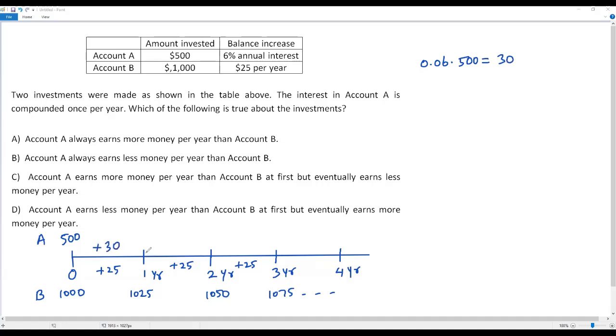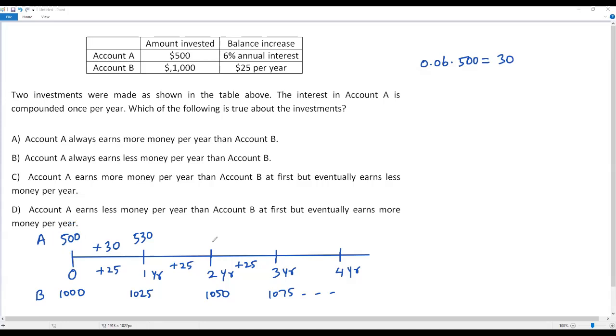Now at the end of the first year, the balance in account A will be the initial investment $500 plus the interest for the first year, $30. So the balance at the end of the first year in account A will be $530. Now for the second year, also the same interest at 6%. But we have to be very careful here. The question says account A is compounded once per year. That is, every year the interest is compounded. That means when you calculate the 6% interest for the second year, we should not calculate it on the principal we had at the beginning. Whenever the scheme is compound interest, we have to calculate the interest every year on the balance at the beginning of that particular year.